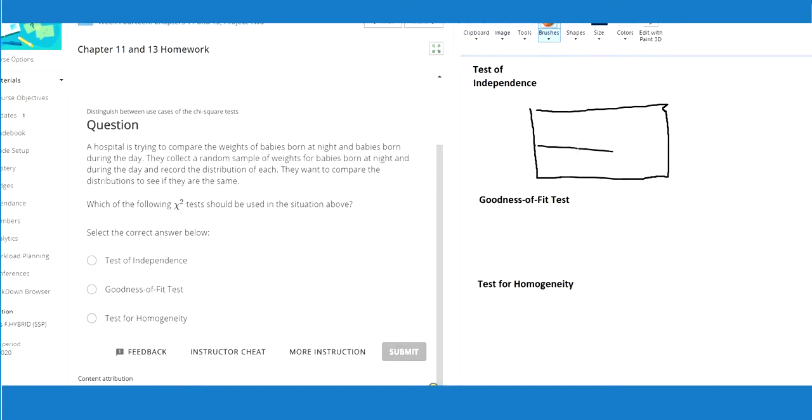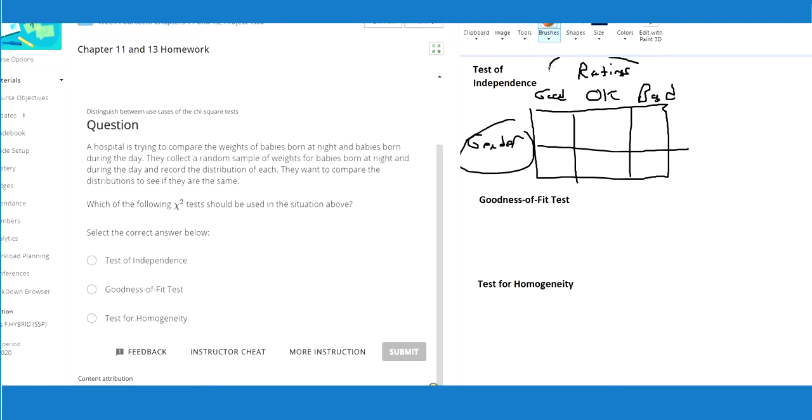So if you can imagine the data being put in a table like this, where maybe this is gender, and then this would be, let's say good, or bad, some sort of categorical rating or some sort of category you can put them in. You could test to see whether gender is independent of ratings, or whether, if it's true that gender is dependent on ratings, that means a person's gender is impacting what their ratings are. So that's a test of independence.